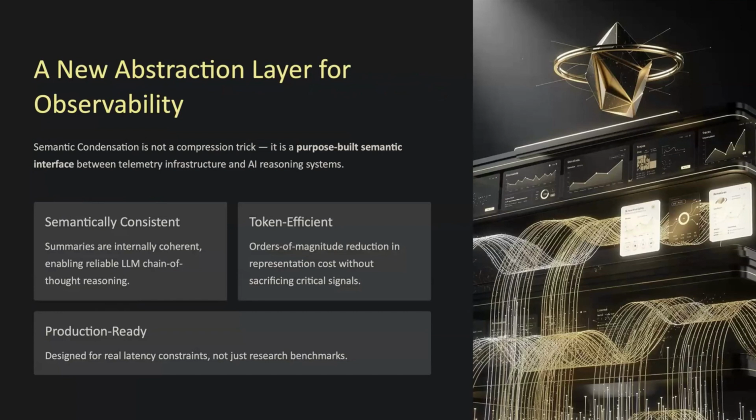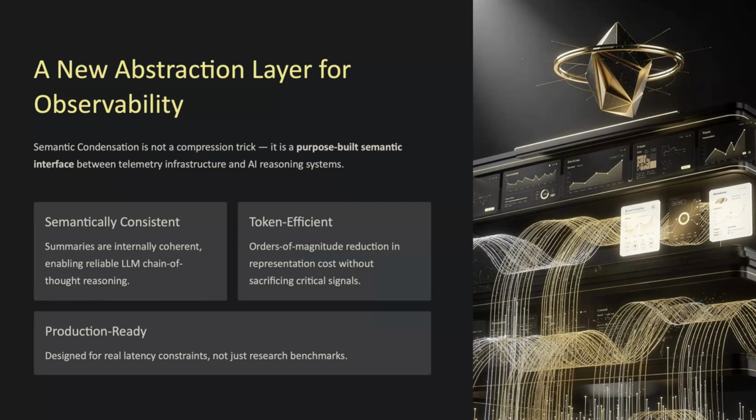So taking a step back, this helps us build a new abstraction layer for observability. Semantic condensation is not just a compression step, but it is a purpose-built semantic interface between your data systems and your reasoning systems. They provide semantic consistency, which means all of the digest itself is inherently coherent. It is able to preserve the key signals in a way where the noise is cut down, but it also helps to keep the LLM's reasoning ability intact by surfacing important signals in the output.